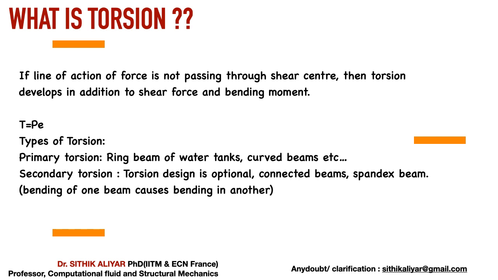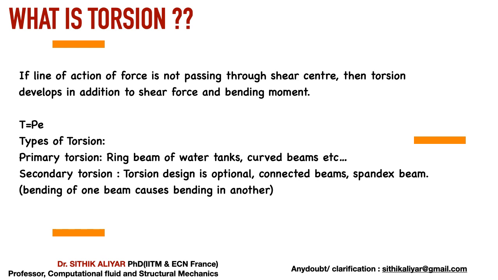Secondary torsion, you need not design for torsion. You may or may not expect the torsion to happen. It is something like the bending of two connected beams. One beam is bending, considered like a long T beam. Consider X and Y on paper: one beam is in the X direction, one beam is in the Y direction. Consider that X is bending. When X is bending, the beam in Y will try to get twisted. So a small twisting will happen in the other beam, right? So you have to include that extra torsion in the design.